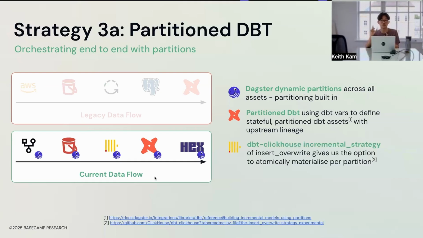And then for us, the third thing that is really important is more of the dbt ClickHouse option: the incremental strategy of using insert overwrites based off of a partitioning scheme allows you to do atomic swaps of the data so that you don't have partial data in case a dbt run fails midway through.